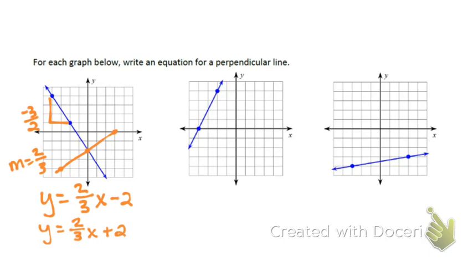Or y equals 2/3 x, and it goes to the origin. As long as it has opposite reciprocal slopes, they are perpendicular. Okay, let's try our next one.